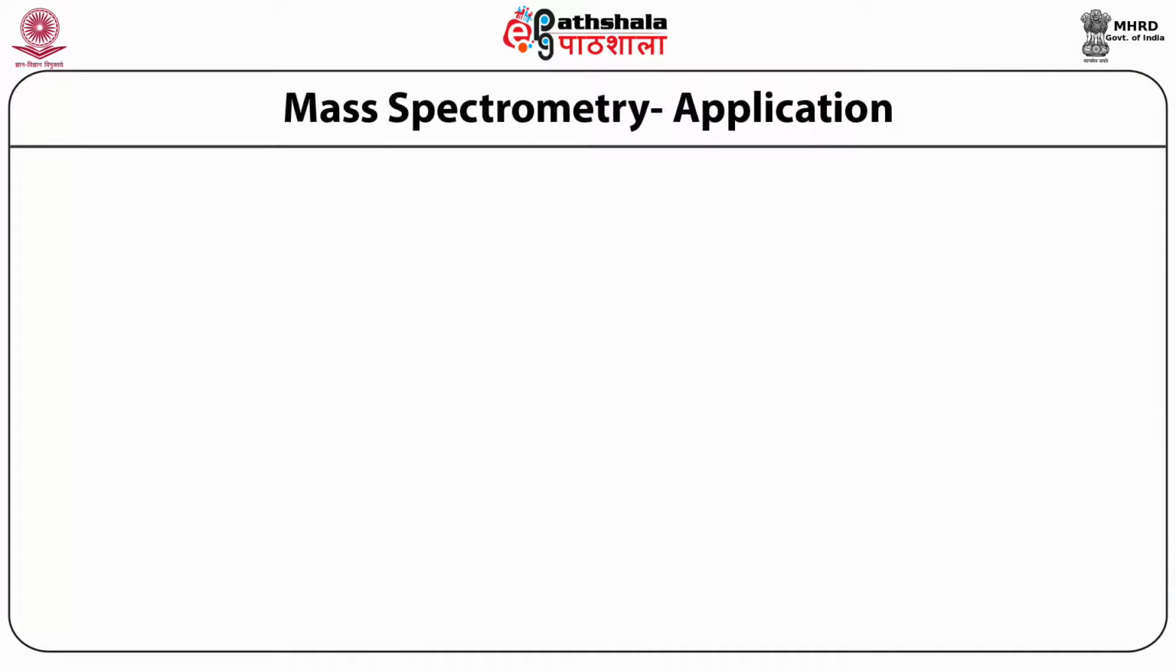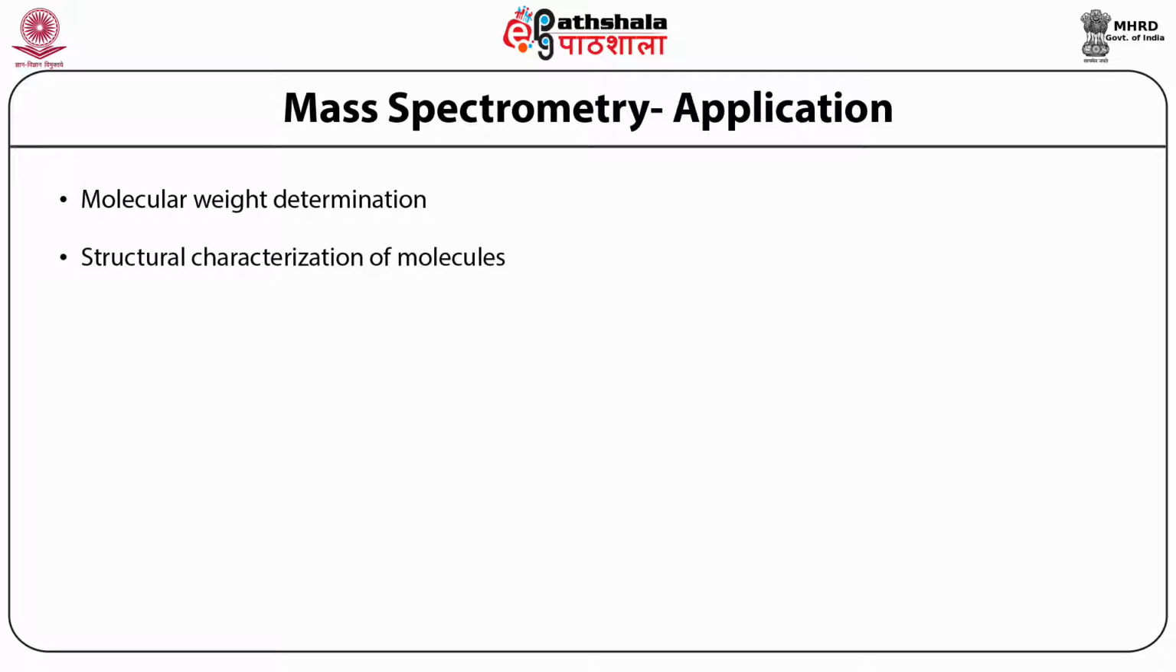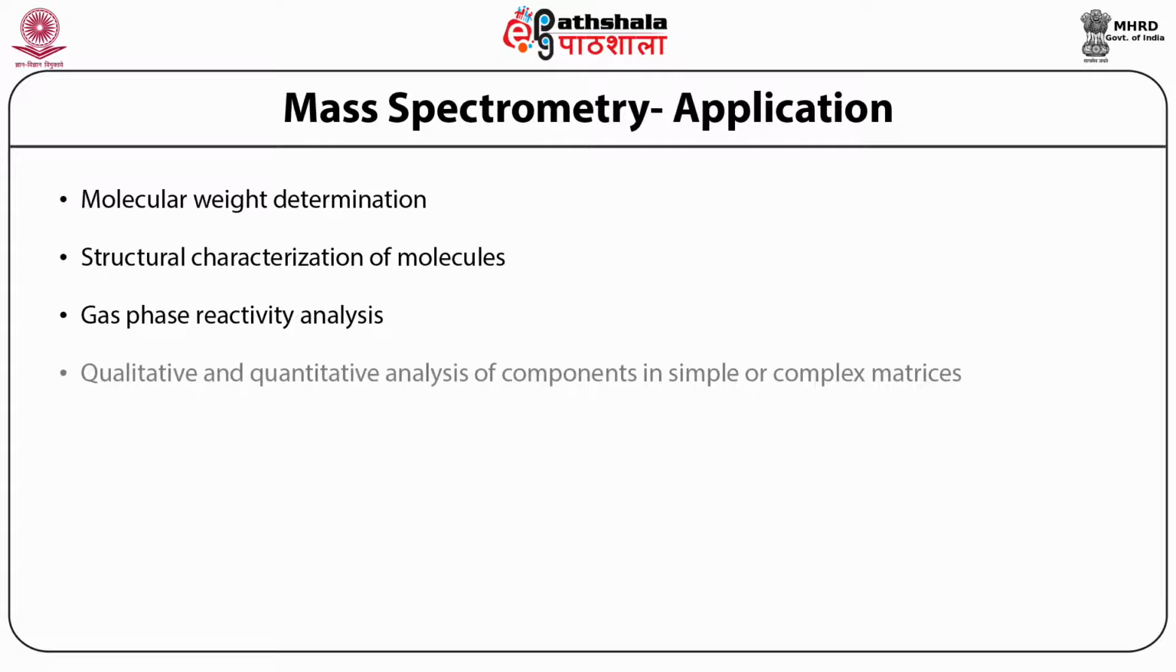Application of mass spectrometry is classified into many categories. Few of them are: it is used for molecular weight determination, structural characterization of molecule, especially when you are trying to understand the structure of a molecule by doing the fragmentation analysis. Gas phase reactivity analysis is another important application. Qualitative and quantitative analysis of components in simple or complex matrices.